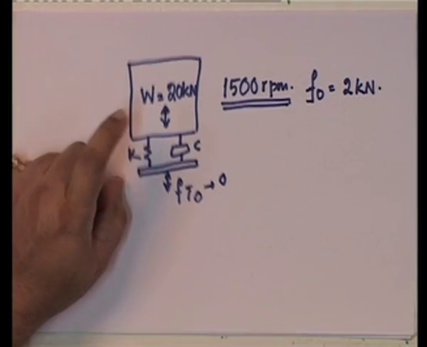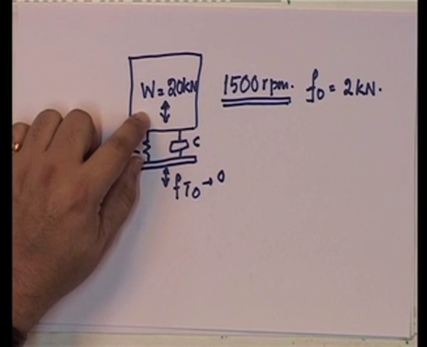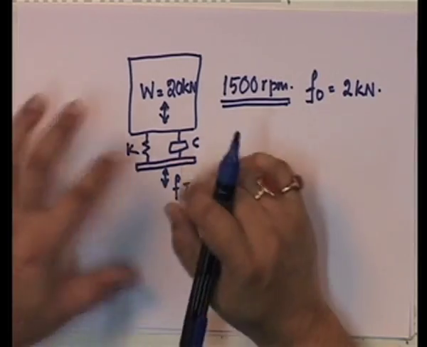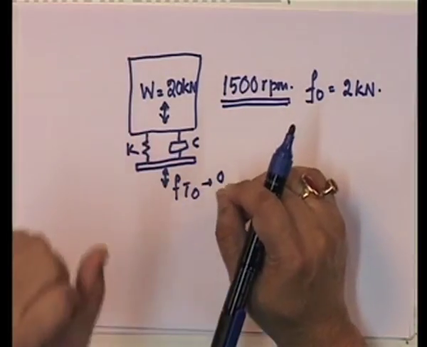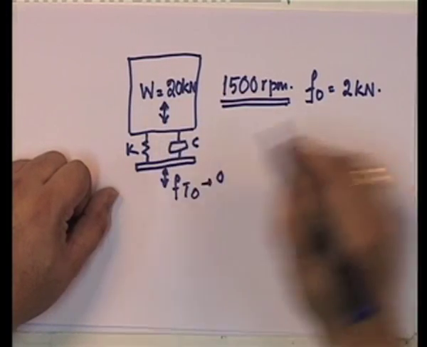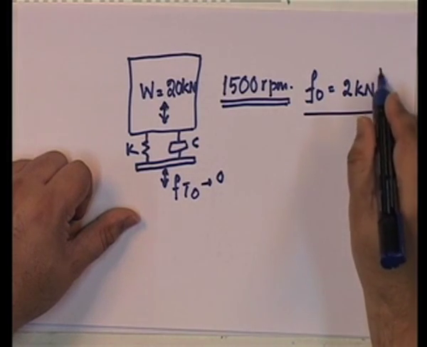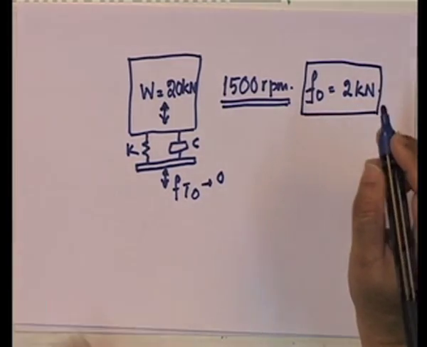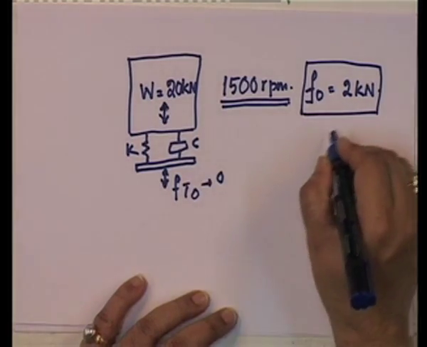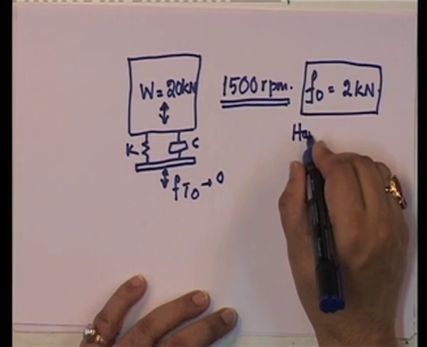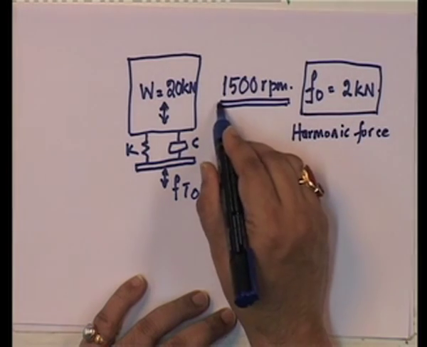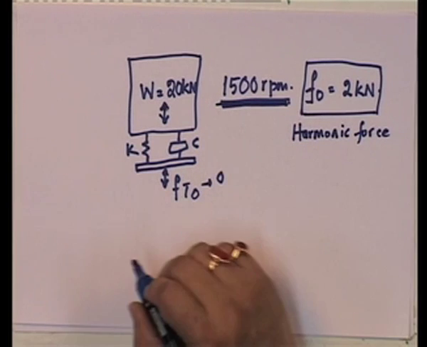So, I have a rotating machinery whose weight is 20 kilonewtons, operating at 1500 RPM, and because of some eccentricities in this rotating machinery, it is transmitting a force whose amplitude is 2 kilonewtons. So, this is the force that is being transmitted. And by the way, this is a harmonic force. How do we know it is a harmonic force? Well, it is moving at a constant RPM.